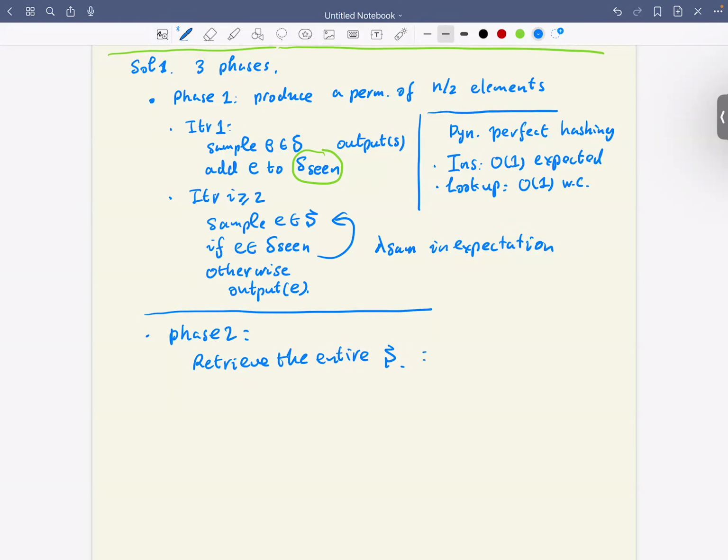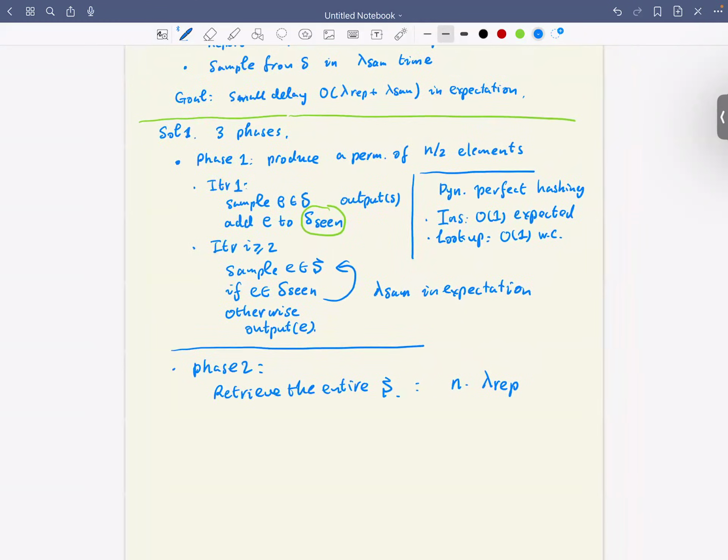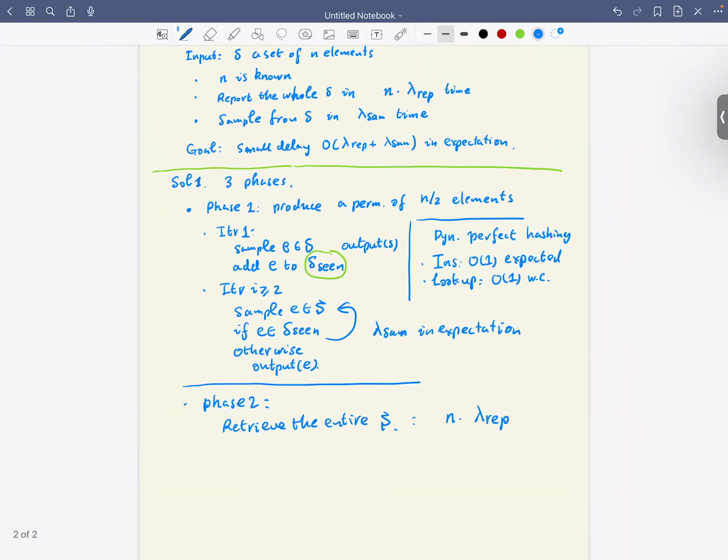So how much time does this take? Well, this takes n times lambda rep. This is the second operation that is given to you, so I apply the second operation to retrieve the entire S. I don't have to know the details of this because, as I said, the second bullet and the third bullet are given as black box algorithms. So for acyclic joins, think about this lambda rep to be a constant. So basically, I spend constant time producing the entire S. And I don't output anything.